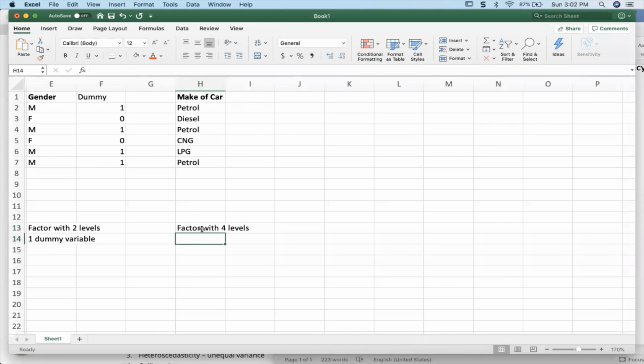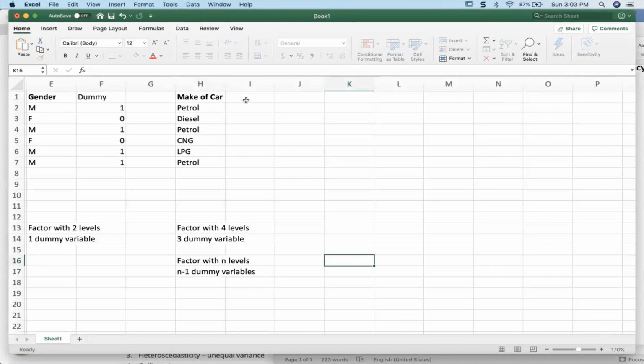When you have a factor with 4 levels, how many dummy variables should you create? 3. When you have a factor with n levels, how many dummy variables would you create? N minus 1. Exactly, right?